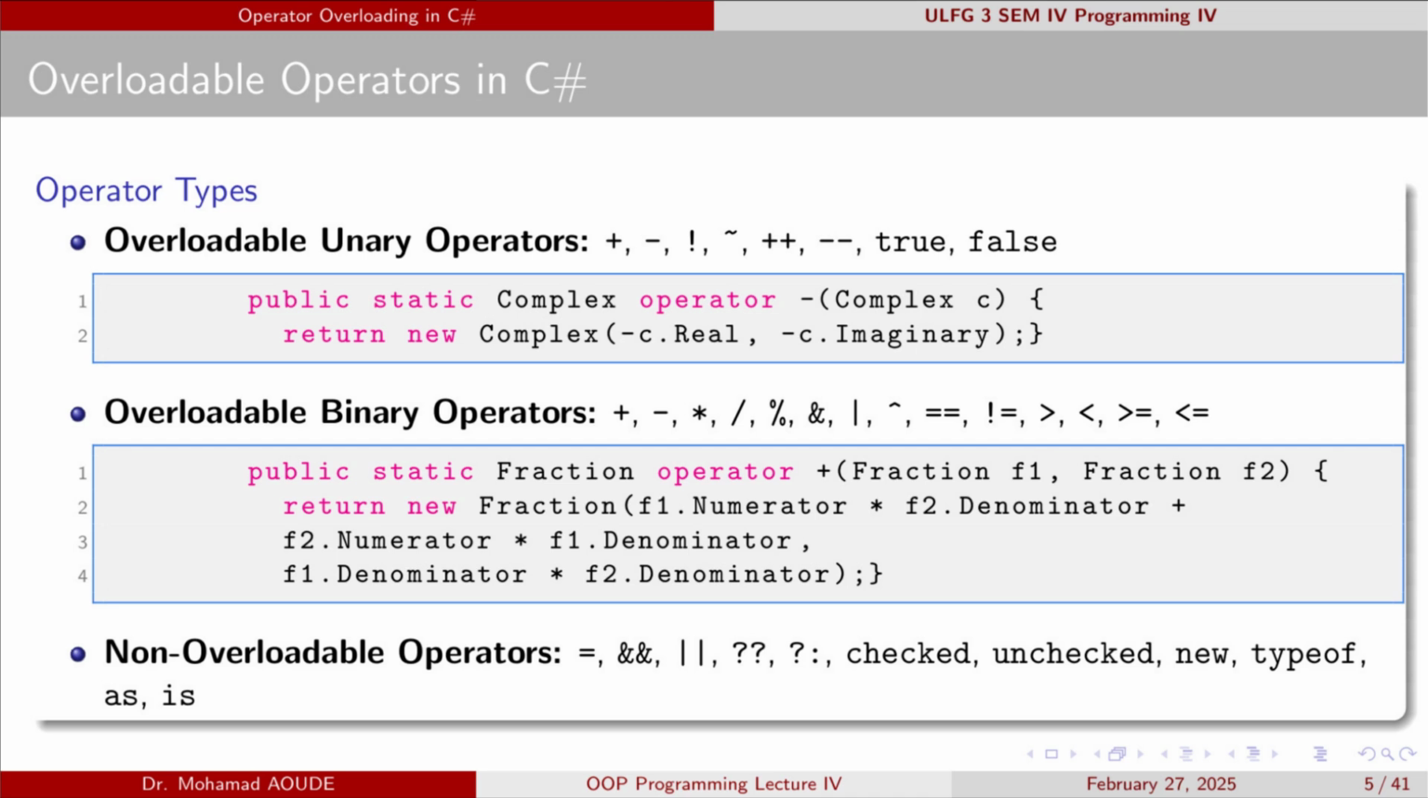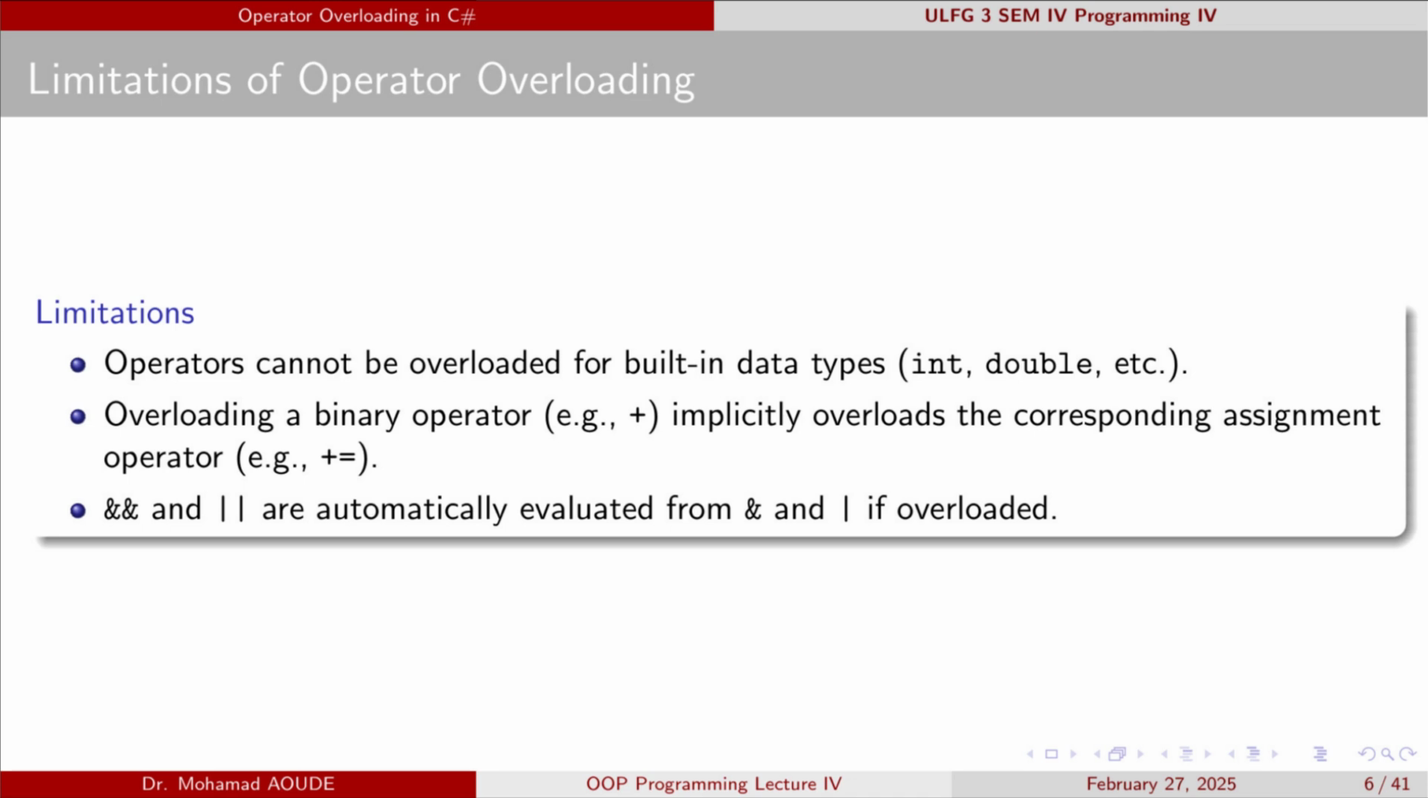Not all operators can be overloaded. Allowed operators: most arithmetic operators such as addition and subtraction, comparison operators like equality and less than, and logical operators including and or. Not allowed operators: some language-specific constructs such as assignment, logical and logical or conditional, new, and others. C# enforces this distinction to protect language integrity and prevent confusing behavior where it is inappropriate. Remember these limitations. You cannot overload operators for built-in types like integer or double.